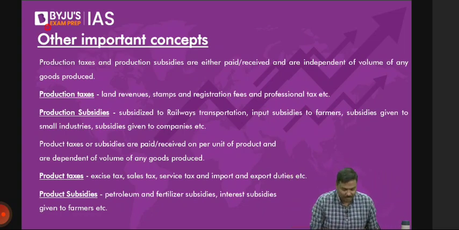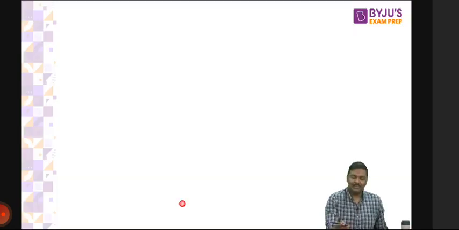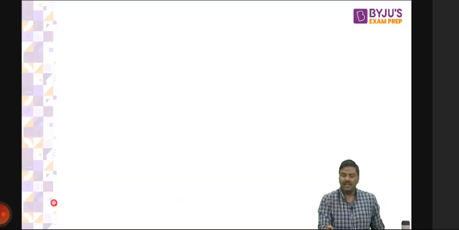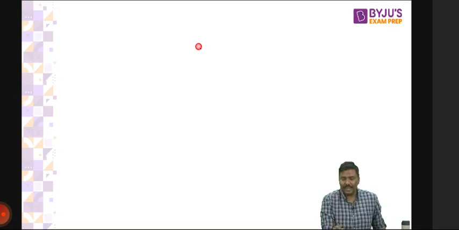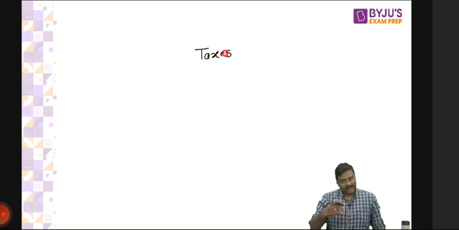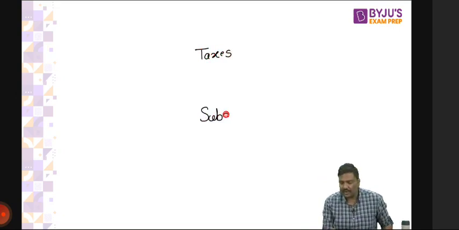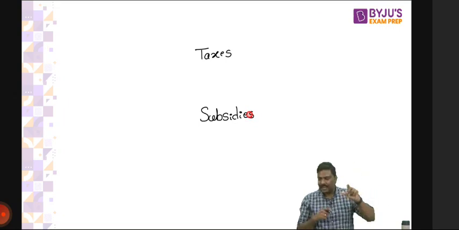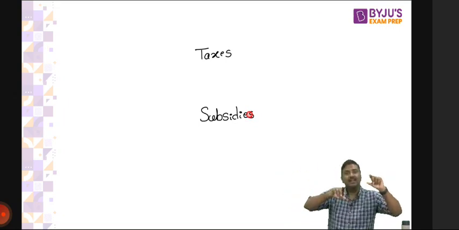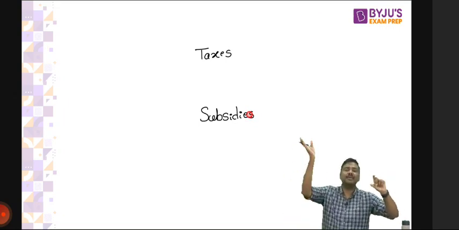Earlier, if you remember, I told you that whenever you calculate the market prices, this is going to be a bit technical, follow this. Whenever you calculate market prices, there are going to be taxes and there are going to be subsidies. All of you remember that? Right? Whenever you go from the factor cost to market prices, taxes are added, subsidies are subtracted. Taxes will increase the price, subsidies will decrease the price.